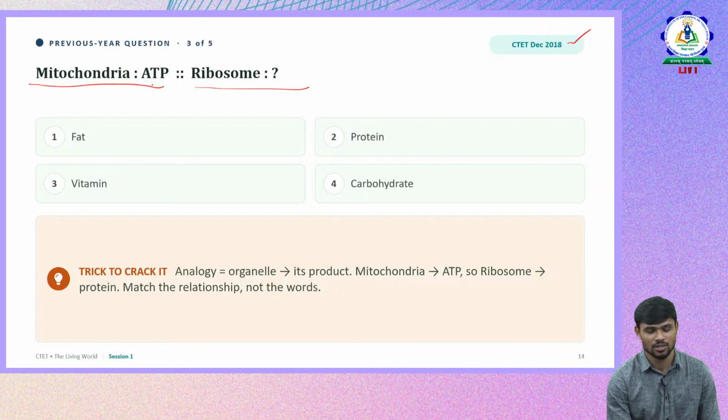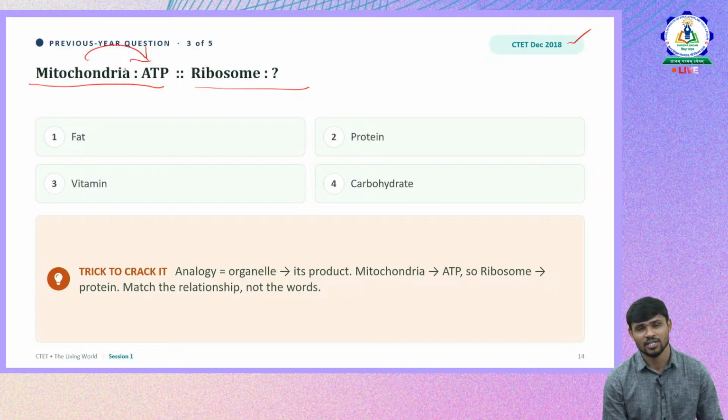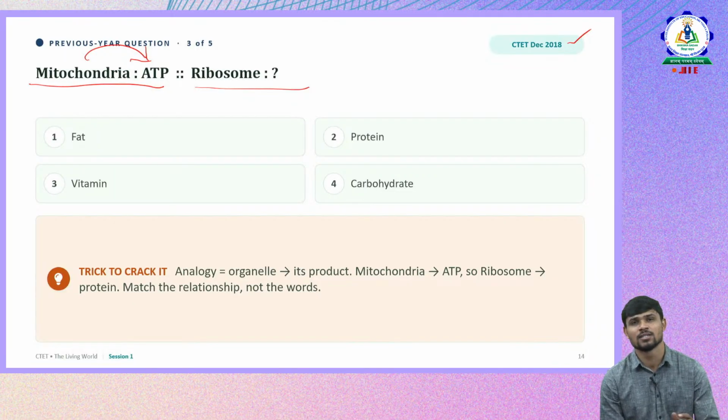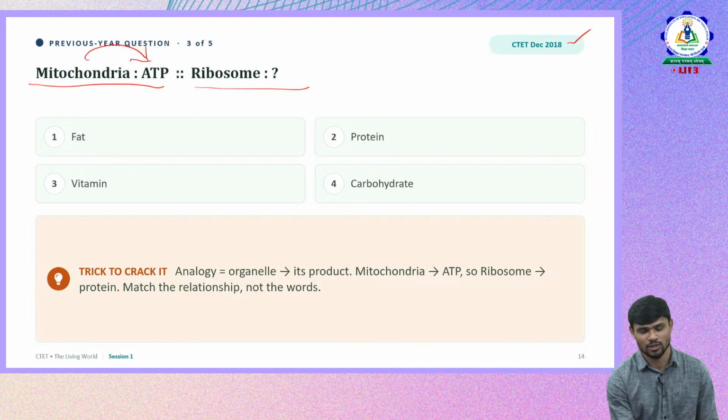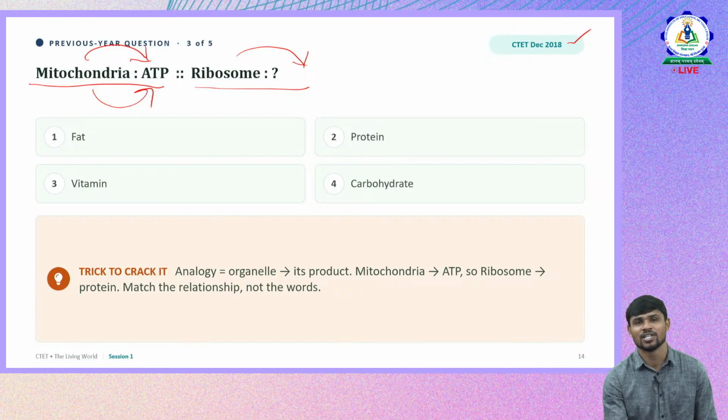Here they are matching two organelles with their function. Mitochondria, ATP. Mitochondria is equal to ATP. We discussed that mitochondria is the powerhouse of a cell. Why is it called the powerhouse of a cell? Because it provides energy to the cell, and the energy currency is ATP. So mitochondria has a relation to ATP. So what about ribosome? We have to find the option that has a relation to ribosome.